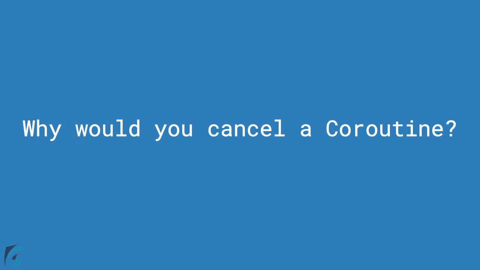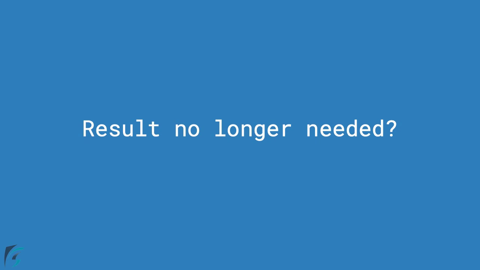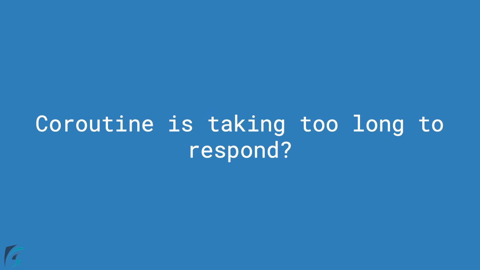Now, the first question that comes to my mind is, why would you cancel a coroutine? Why can't we just let it finish its work for which it was meant to be? Well, there are several reasons for which you would need to cancel a coroutine. There might be a case where you no longer need the result from the coroutine. In that case, you can cancel the coroutine. If the coroutine is taking too long to perform a task, then you can cancel that coroutine and find another way to execute the same task. In short, the reason for cancellation could be anything. So let's explore how to cancel a coroutine.